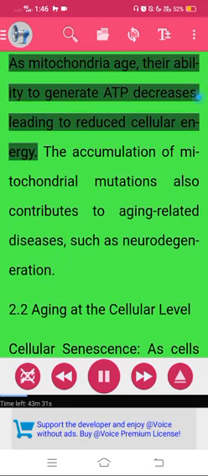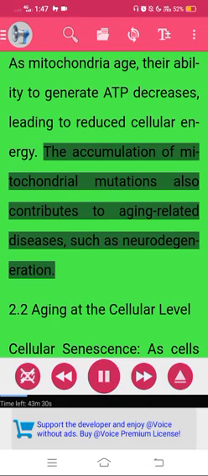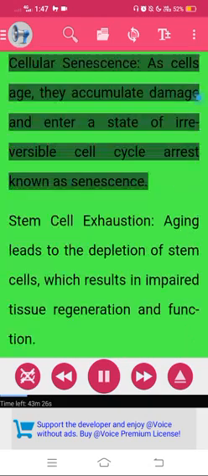Mitochondrial dysfunction. As mitochondria age, their ability to generate ATP decreases, leading to reduced cellular energy. The accumulation of mitochondrial mutations also contributes to aging-related diseases, such as neurodegeneration. 2.2 Aging at the cellular level.